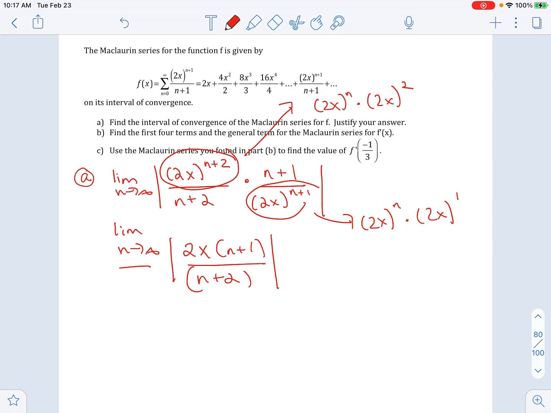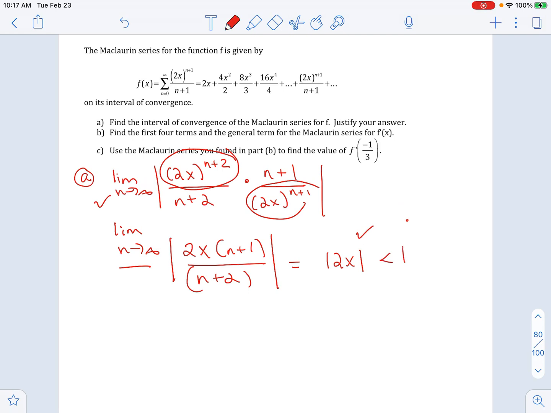But now when I take the limit as n goes to infinity, notice the degree is the same, so the limit is just 2x. You want to make sure that you show your setup, which is this, and then you want to show your limit, which is the absolute value of 2x. And we know for a ratio test, it converges only if that limit is less than 1. We can solve this pretty easily, so we're going to get to here.